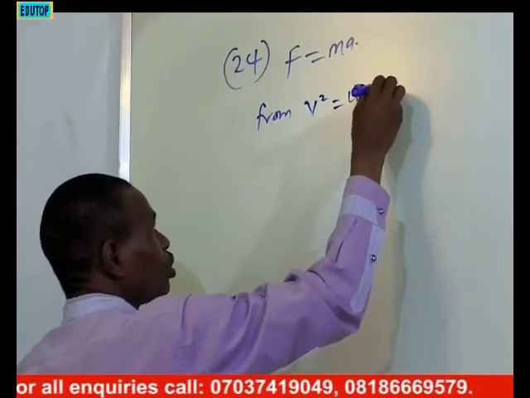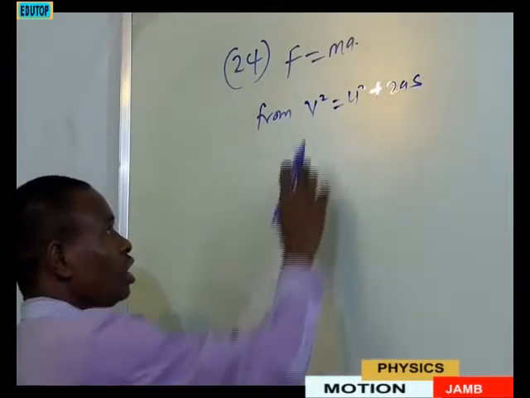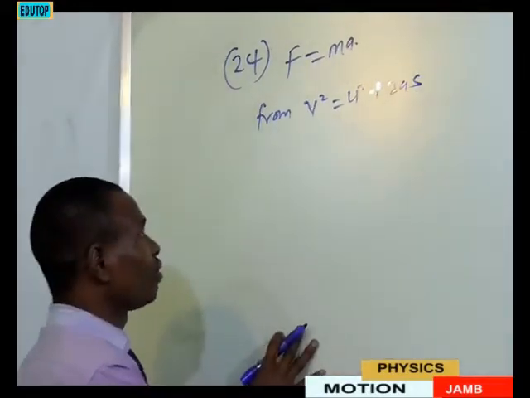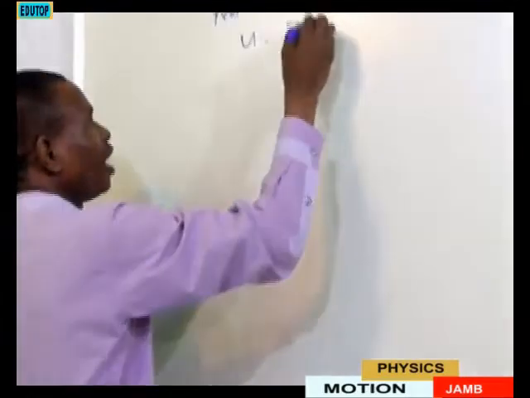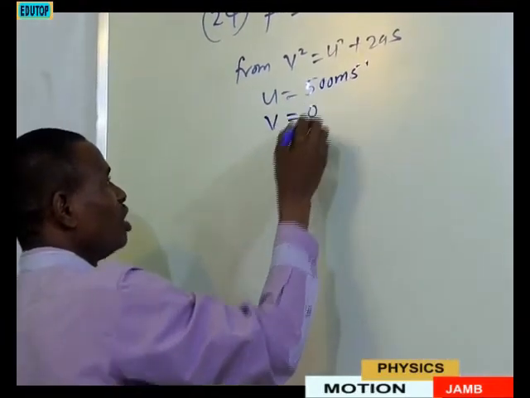v squared equals u squared plus 2ax. This is one of the equations of motion of a body traveling on a straight line. The velocity we are given, which is 500 meters per second, is the initial velocity, the velocity at which the body is moving. The final velocity will be equal to 0.